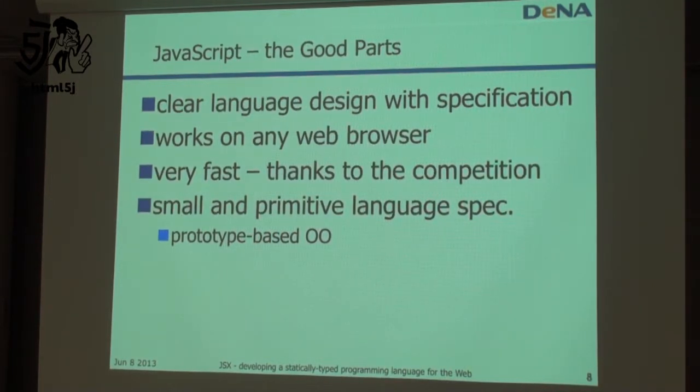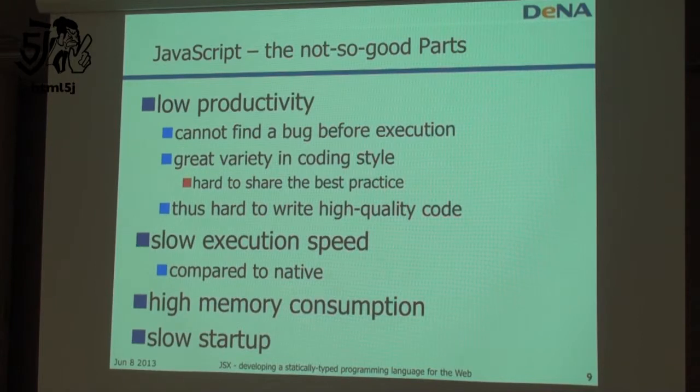Of course, there are good parts in JavaScript. For example, it's a very clear language, and it runs very efficiently. It's also very primitive and easy to extend. But there are not-so-good parts as well. The largest problem is that, for us, productivity is low, because it is very difficult to find bugs, so it takes a lot of time to do debugging. It is also slow. Well, it's very fast, or faster than before, but it's not as fast as native code yet. It also consumes a lot of memory. That's not a problem for ordinary PCs, but for mobile devices the memory constraint is very severe, so it's a big problem. Also, slow startup has been a problem as the size of the JavaScript code is increasing.